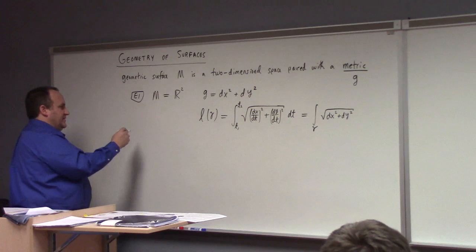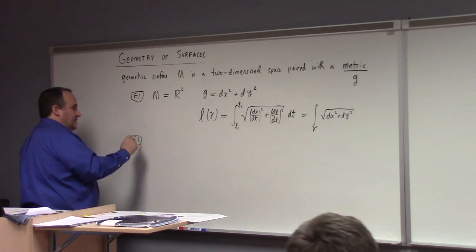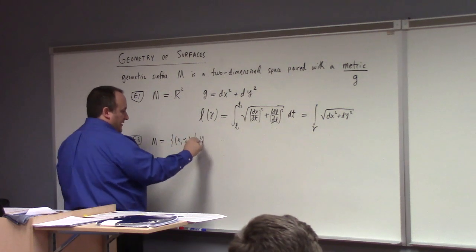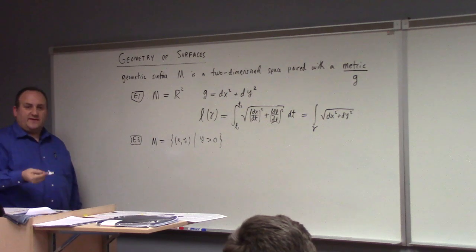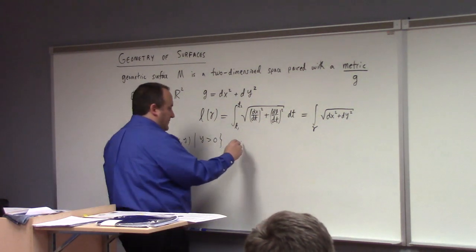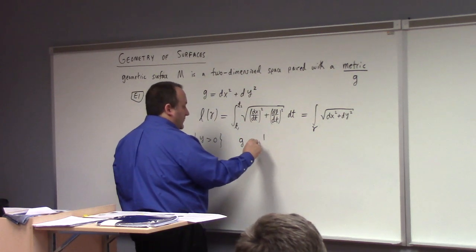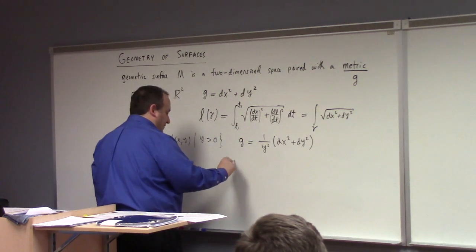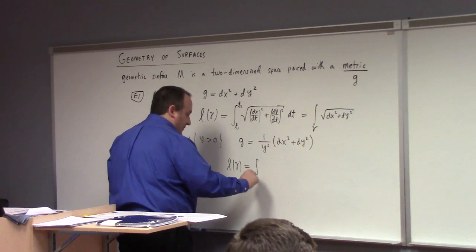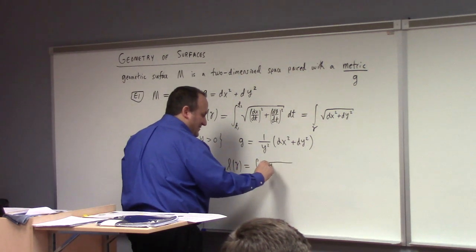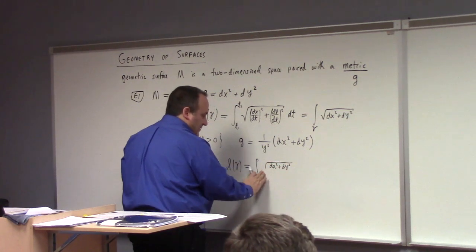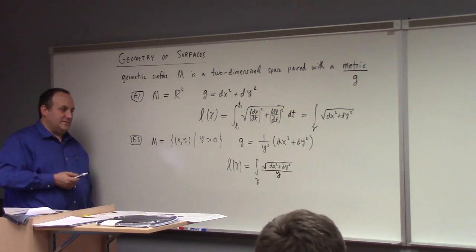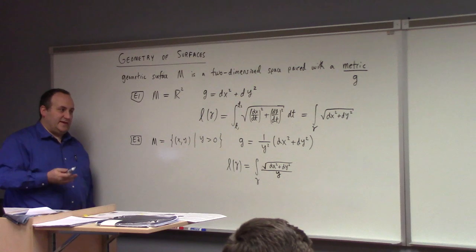Okay, but there's some weird stuff you could do. You could take M to be, let's say, the set of (x, y) such that y is greater than 0. This is the upper half plane, all right? And in this, you could use the metric g equal to 1 over y squared, times dx squared plus dy squared. So the length of a path would be, you integrate over the path the square root of dx squared plus dy squared, divided by y, because I can pull it outside the square root. Now that's weird, right? That's not Euclidean geometry, but that nevertheless defines a geometry.